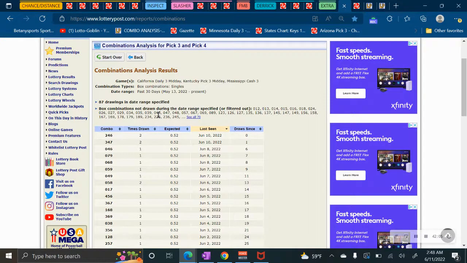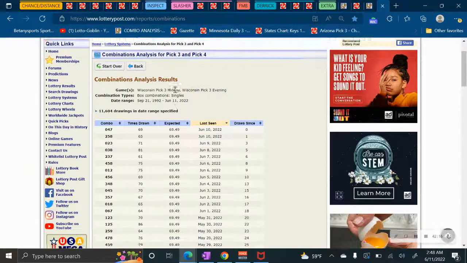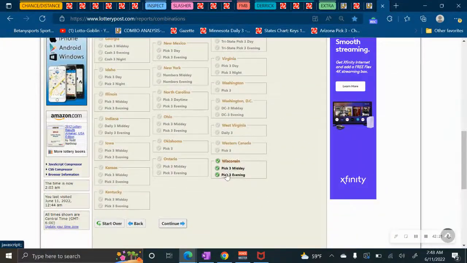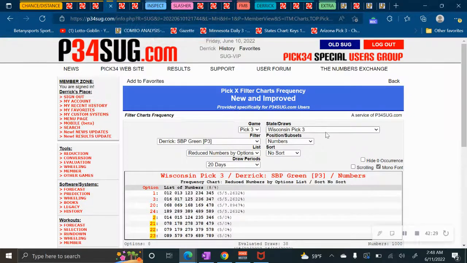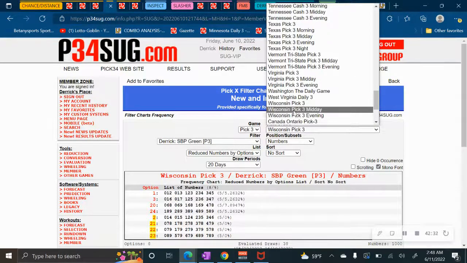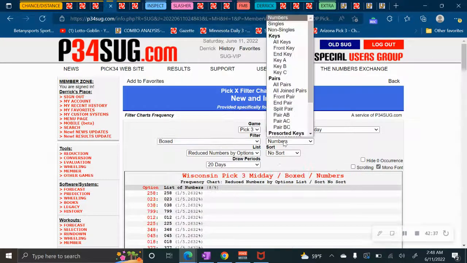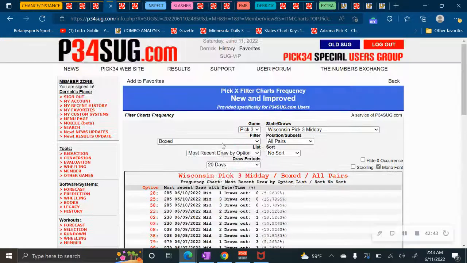And I do the same thing for pairs. I didn't get into that, so maybe in another video I'll do the pairs, because the pairs are, oh my gosh. You can even do it by itself. Like I do that too sometimes. I'll do just midday, and this way you could do it over on the lottery pick 3-4 site. So here, I'll show you. You can just come over here, and I'll do midday alone. I'll go all the way up to the top, and I'll do boxed, and then I'll do all pairs, and then I'll do most recent draw by option.